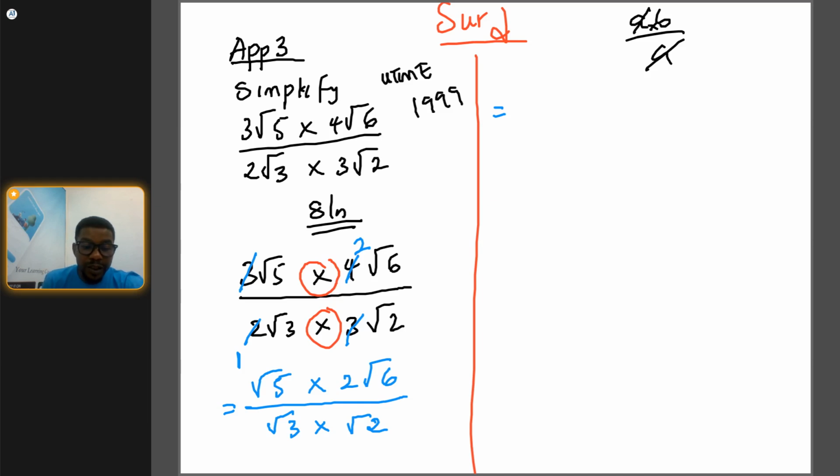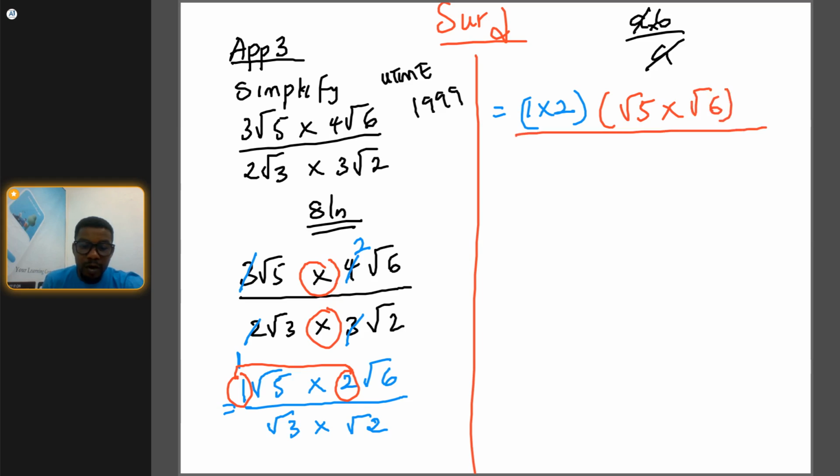So if the coefficient here is 1, I can multiply this together. I will say we have 1 times 2. I consider this times this, so that is 1 times 2. Now I will consider the roots: root 5 times root 6, close the brackets, over. I can also multiply this together: root 3 times root 2, close the brackets.